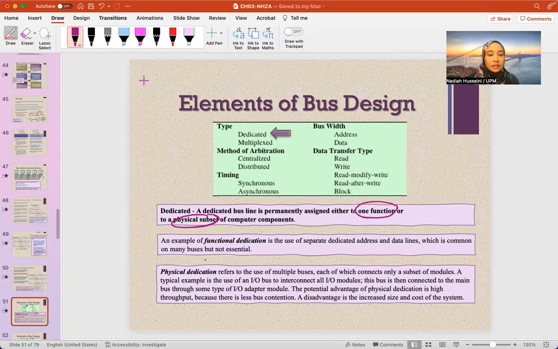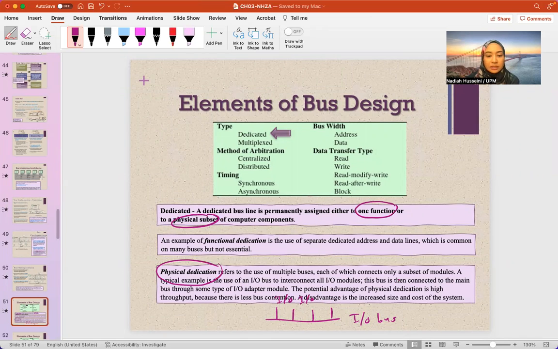And then we have the physical dedication, which refers to the use of multiple buses, each of which connects only a subset of modules. So we have multiple buses connecting to different modules. A typical example of this is the use of an I/O bus to interconnect all the I/O modules. Let's assume this is our I/O bus, and it is connected to multiple I/O modules. We know that the I/O modules is not only one, right? We have many modules, as well as the memory modules. So this whole I/O bus is connected to all of the I/O modules.